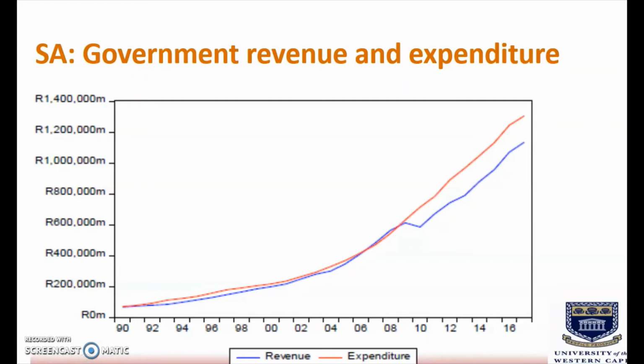In this video, I'm doing a continuation of chapter 3 and now we're on slide 13. So the graph shows the South African government revenue and expenditure. On the vertical axis, we have the amount, which is in millions. And on the horizontal axis, we have the years running from the 90s to 2017. The red line represents expenditure of the South African government, and the blue line represents the revenue of South African government.